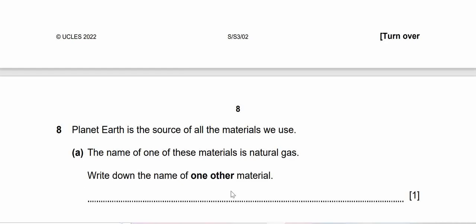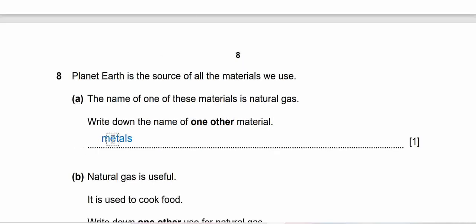10 seconds. 10, 9, 8, 7, 6, 5, 4, 3, 2, 1. Alright guys, let's open up the answer. So question A is, you can write metals or any other possible answer.